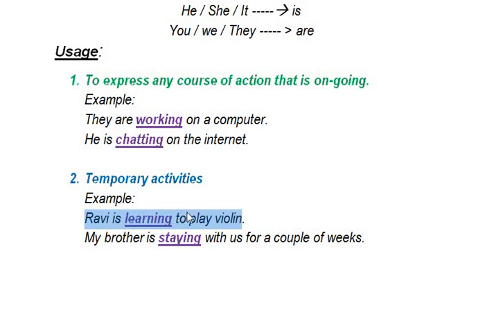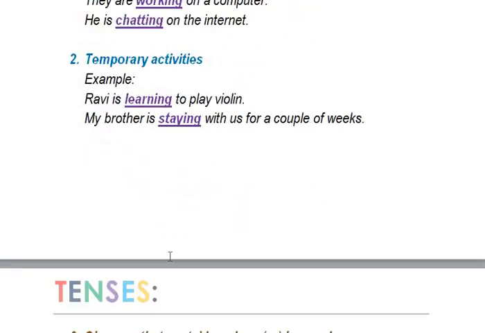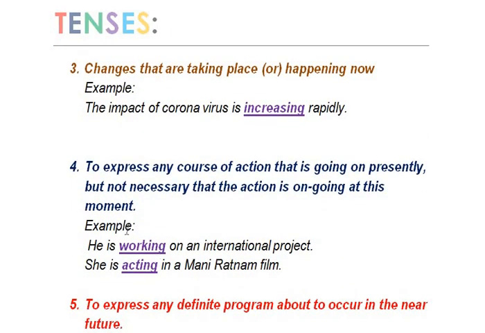Present continuous tense deals with only temporary activities, but present simple tense deals with regular or daily activities. And one more example here: my brother is staying with us for a couple of weeks. Here, "is staying" is nothing but present continuous, and this is also a temporary activity only.